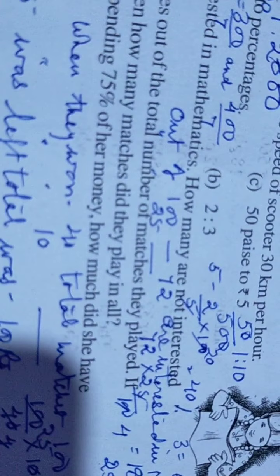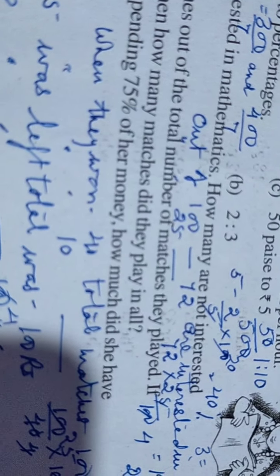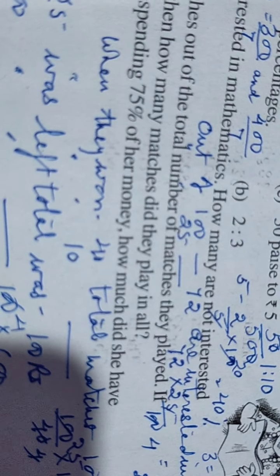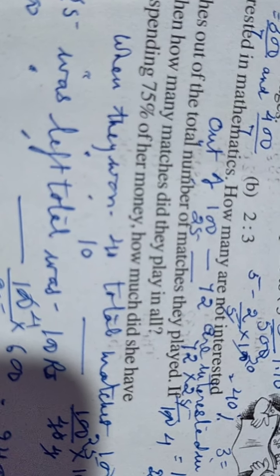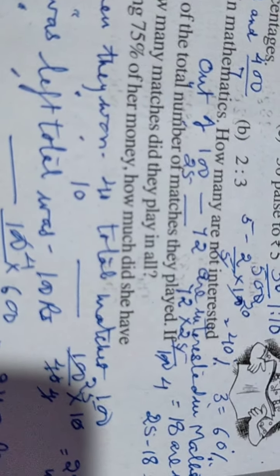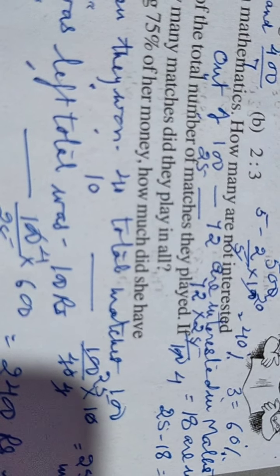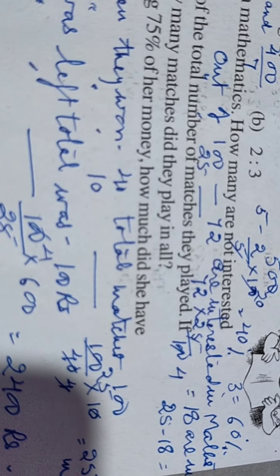2 is to 3. 2 plus 3 is 5. So if 5 is the total, the portion is 2. So if it is 100, then it will be 40%, and the rest, 3, will automatically become 60%.